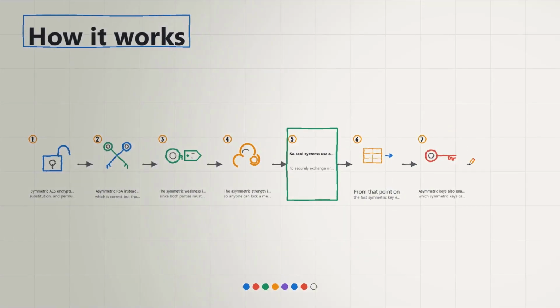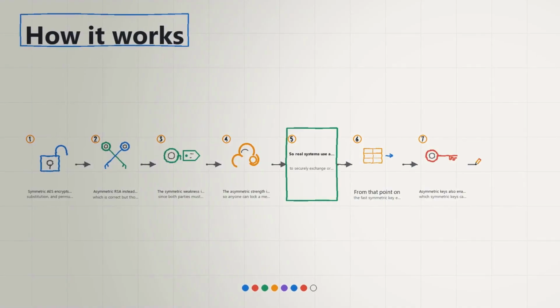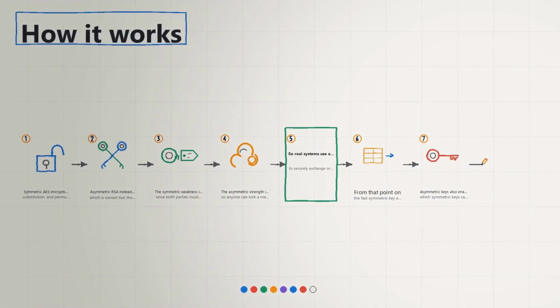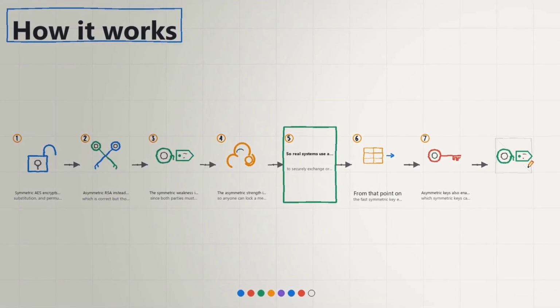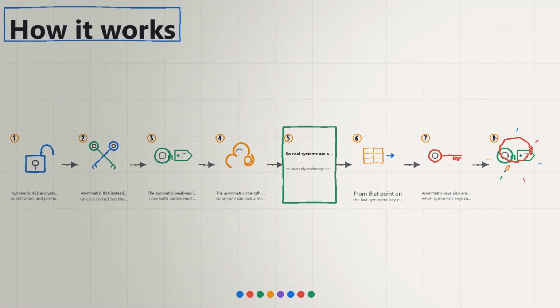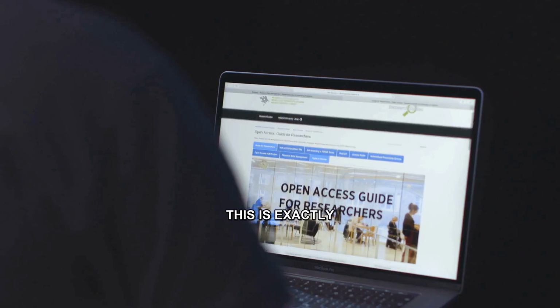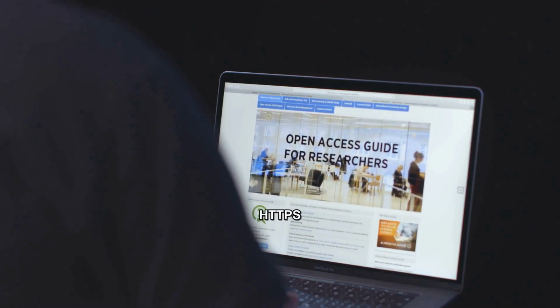Key length comparison is not apples to apples. A 256-bit AES key offers strength comparable to a 3072-bit RSA key or a 256-bit elliptic curve key, because the underlying math differs. This is exactly what happens when you load HTTPS.